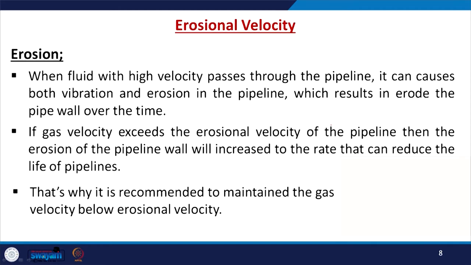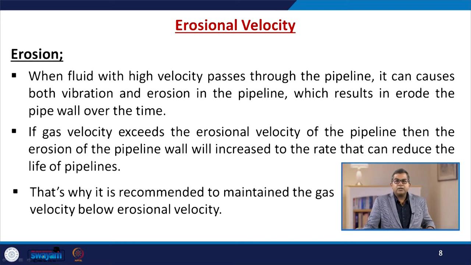Now, let's talk about the erosional velocity. When fluid with high velocity passes through the pipeline, it can cause both vibration and erosion in the pipeline, which erodes the pipe wall over a period of time. If gas velocity exceeds the erosional velocity of the pipeline, then the erosion of the pipeline wall will increase to a rate that can reduce the life of the pipeline. That is why it is recommended to maintain the gas velocity below the erosional velocity.